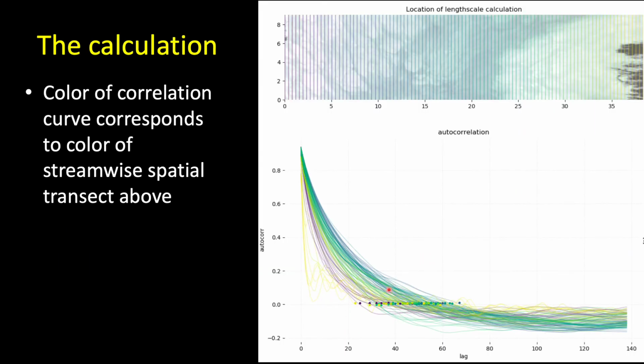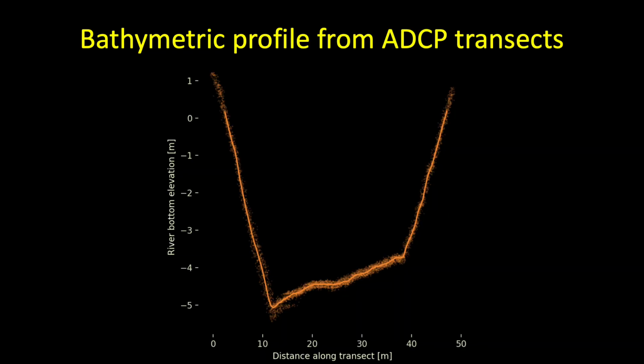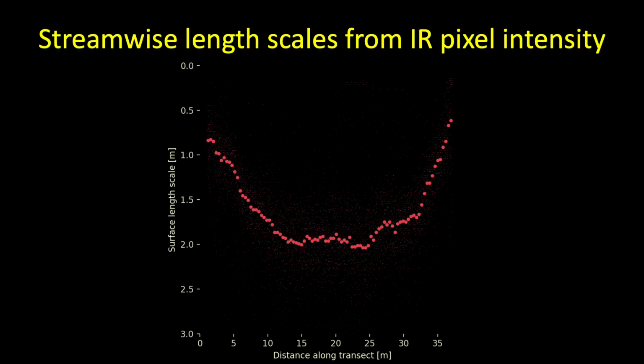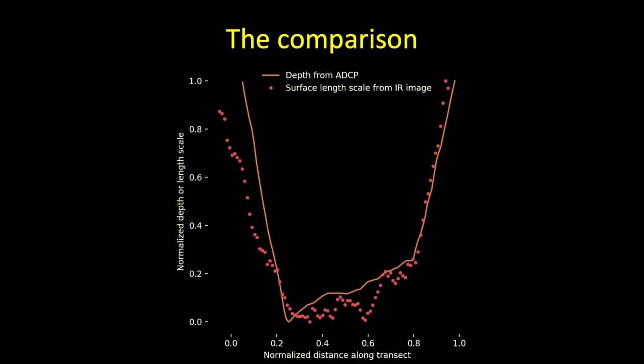And we're able to calculate the autocorrelation curves as a function of their position across the channel. We can then interrogate this for the integral length scale as characterized by the intensity. So how does the Johnson and Cowen approach work when applied to these infrared images? Well, here we have the bathymetric profile as seen from the bottom tracking ADCP transects. And here is the streamwise length scale from the IR pixel intensity characterized integral length scales. And if we now take the linear scaling of those and compare the two, we see we have a very good agreement between the infrared image measurement and the ADCP measurement.